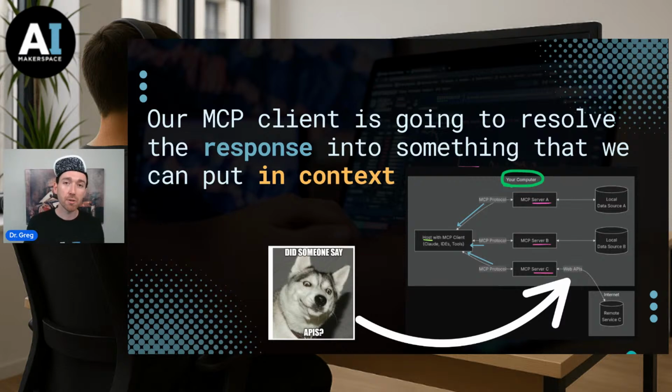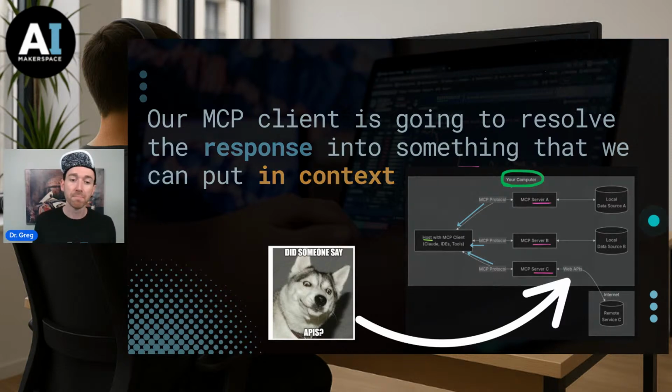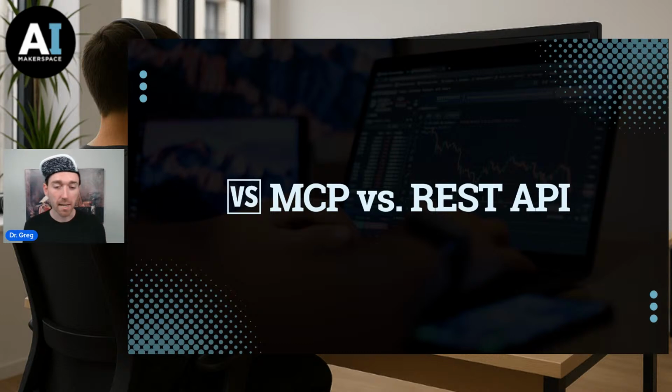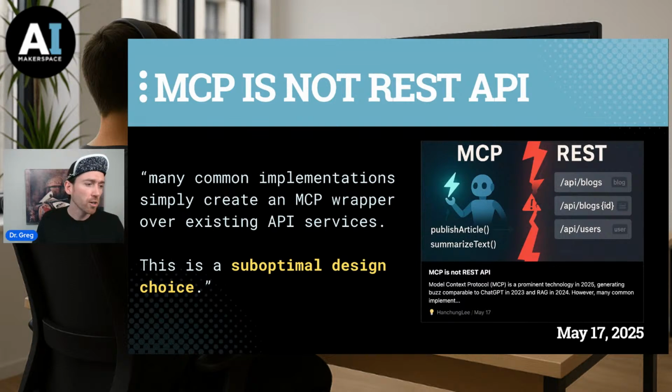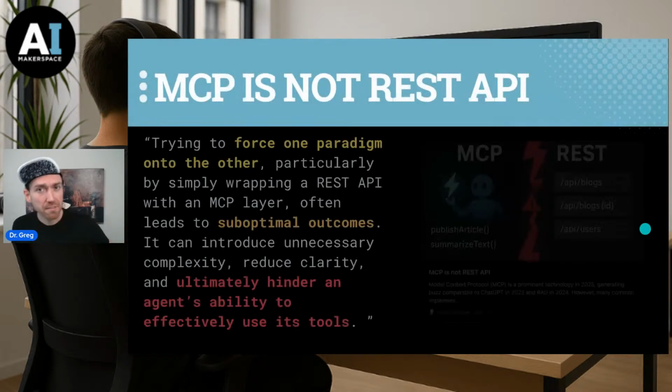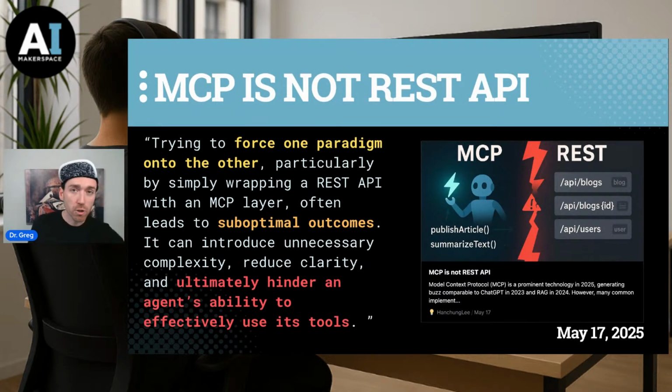And so it brings up this interesting point and this interesting discussion about MCP versus APIs. And this was a great article that came out just this past weekend called MCP is not REST API. And the idea is that many common implementations simply create an MCP wrapper over existing API services. This is a suboptimal design choice. There's a lot of technical detail here. Trying to force one paradigm onto another is generally not good. And ultimately, this approach might hinder an agent's ability to effectively use its tools, which is the opposite of what MCP was designed to do.